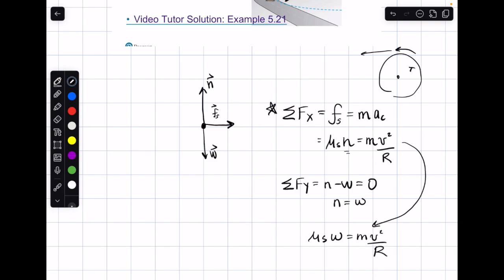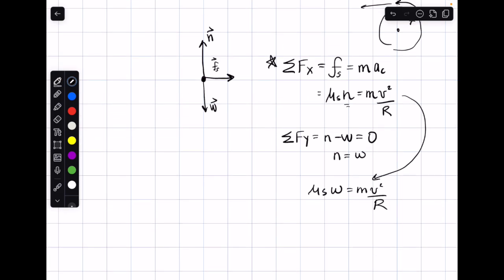Now we can solve for the velocity. And if I expand weight as mg, I can see that my mass will cancel on both sides. And I get the square root of mu s r g as the maximum velocity that I can drive this car without skidding out, okay? And if I drive it any faster, then the centripetal acceleration will outweigh the frictional force and I will start skidding out.